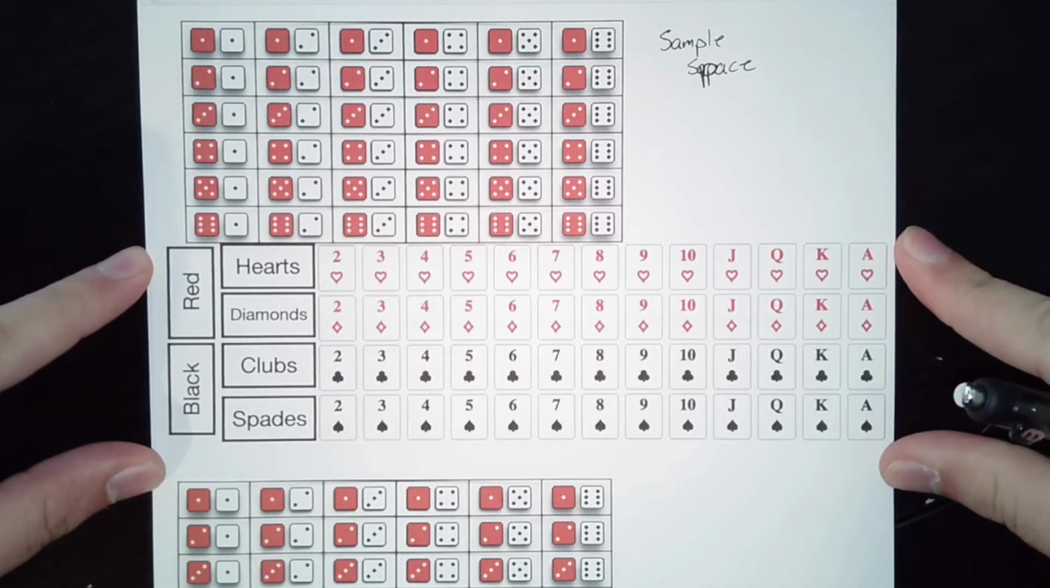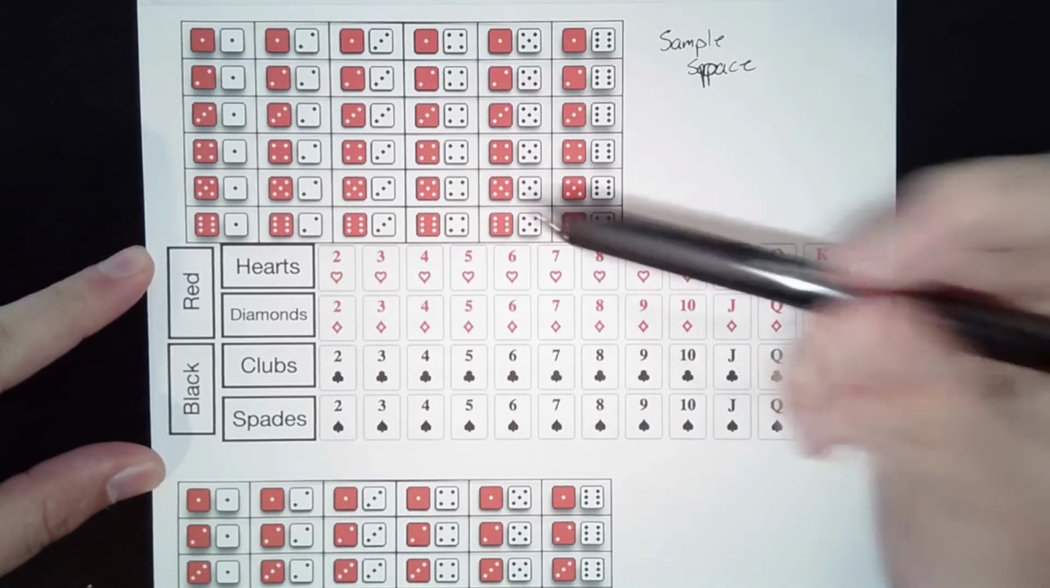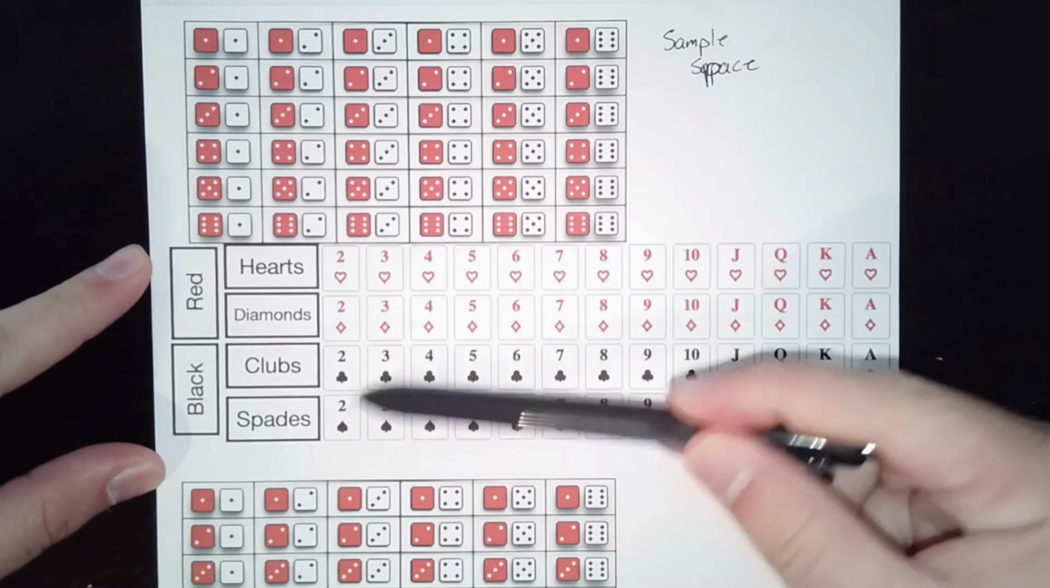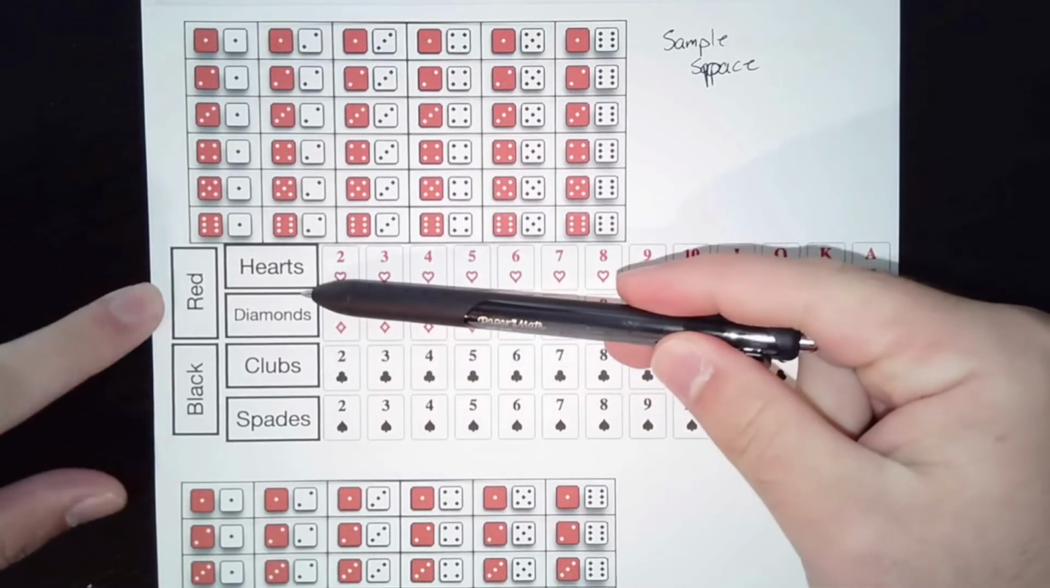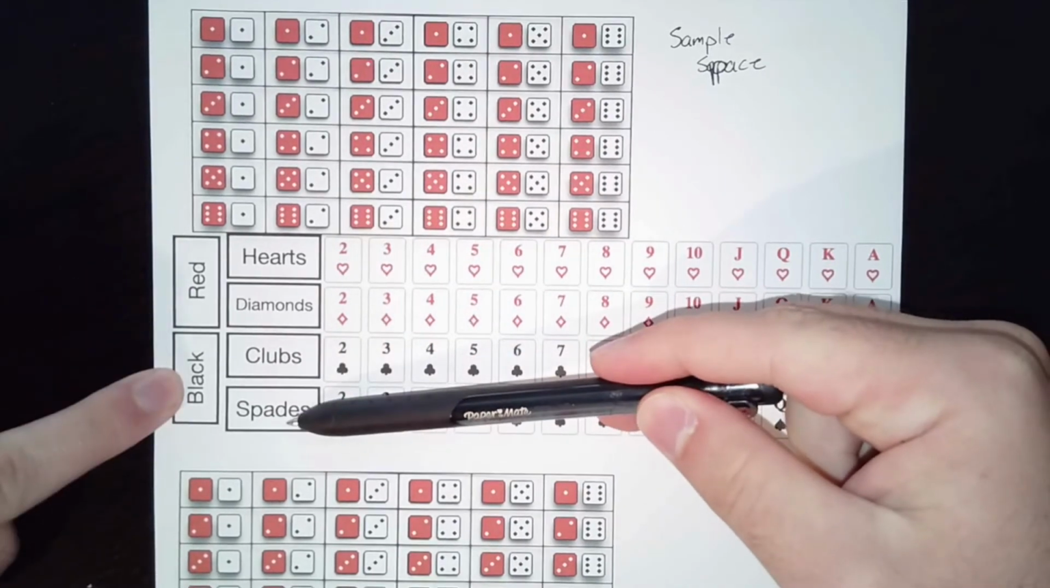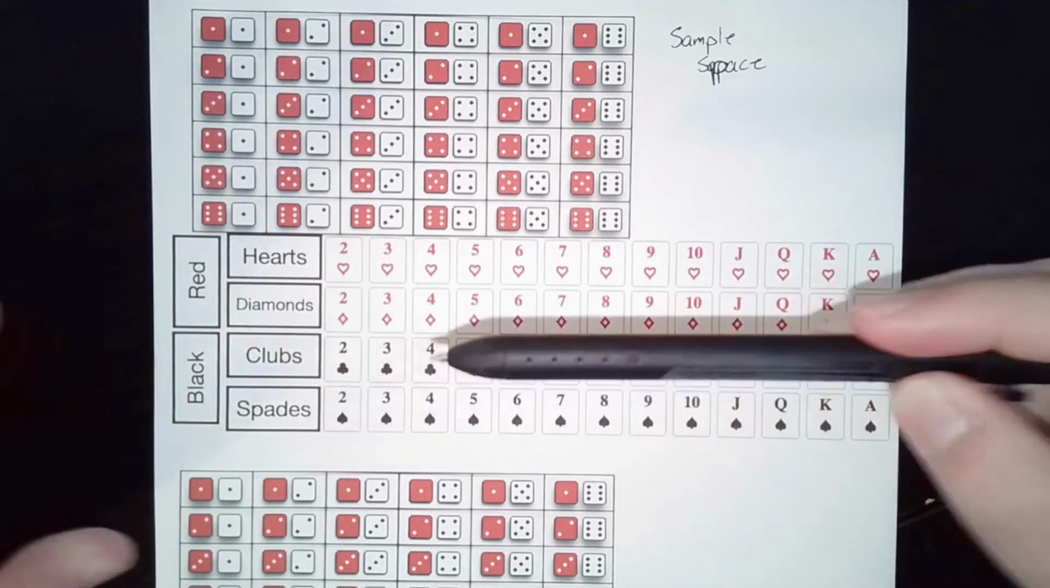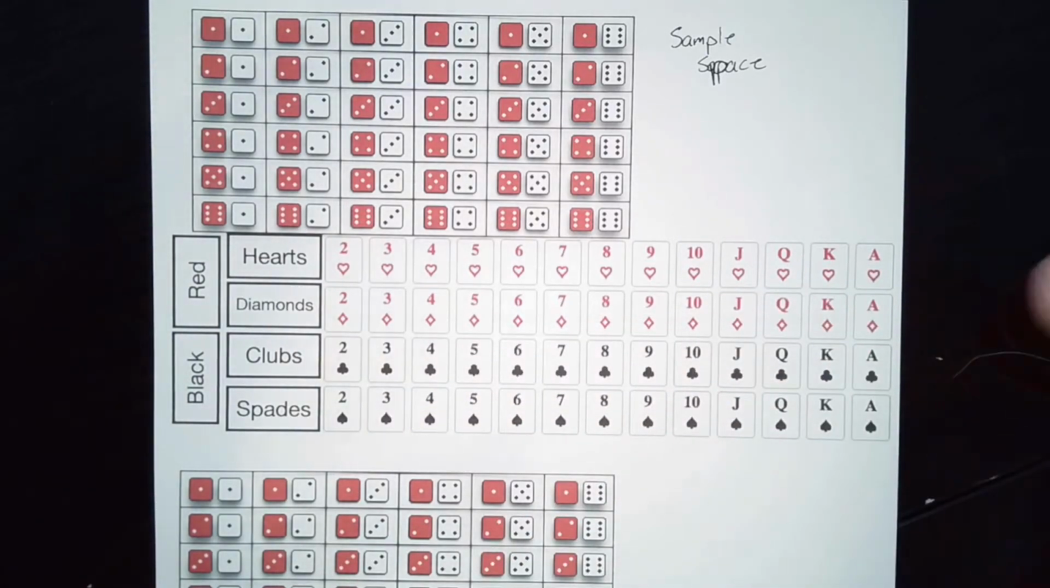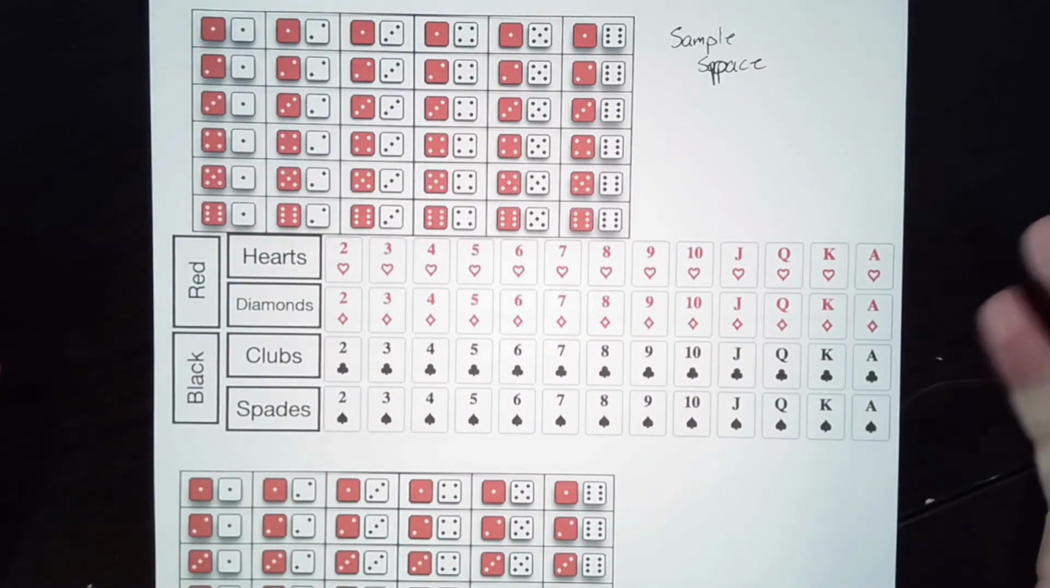Okay, for the cards, we have 4 suits. We have hearts, diamonds, clubs, and spades, and you can see the symbols that go with them. Hearts and diamonds are both red. Clubs and spades are both black. Okay, and so I gave you all of that information because a lot of times they ask you questions about playing cards and not everyone's familiar with it.